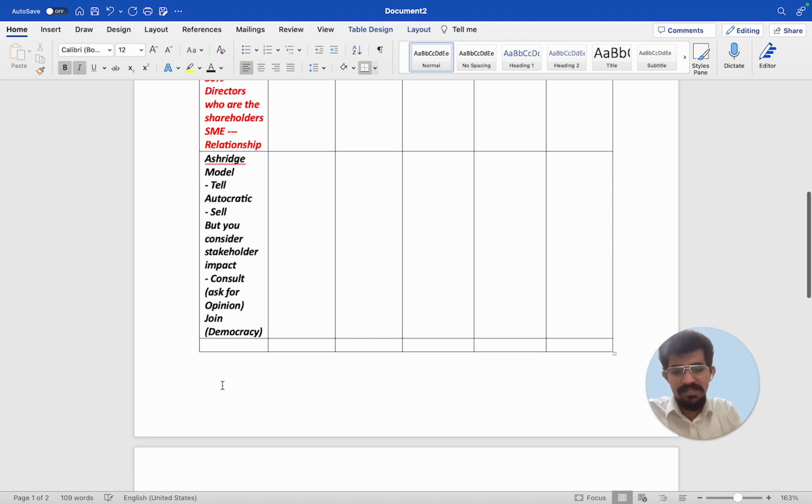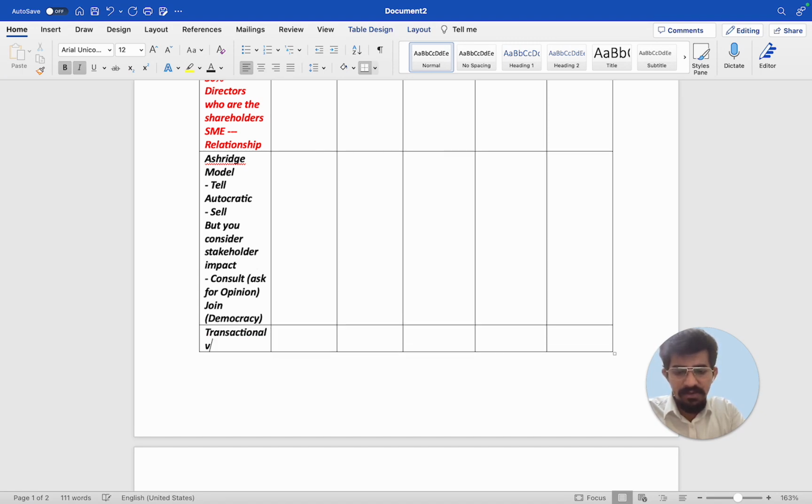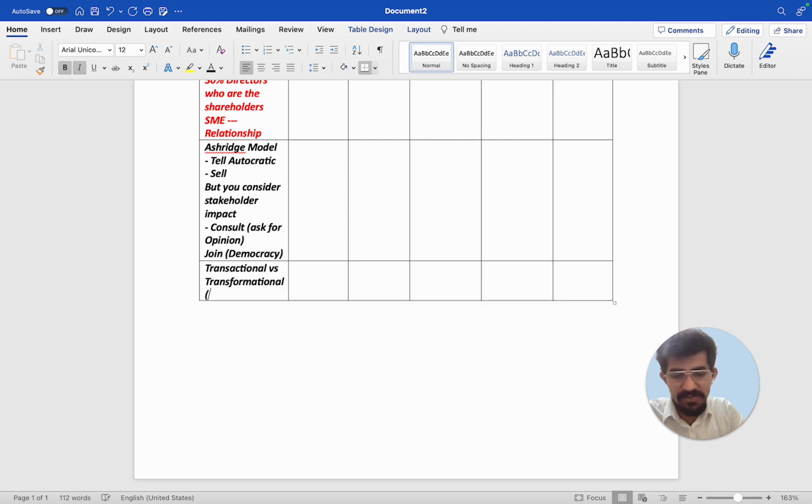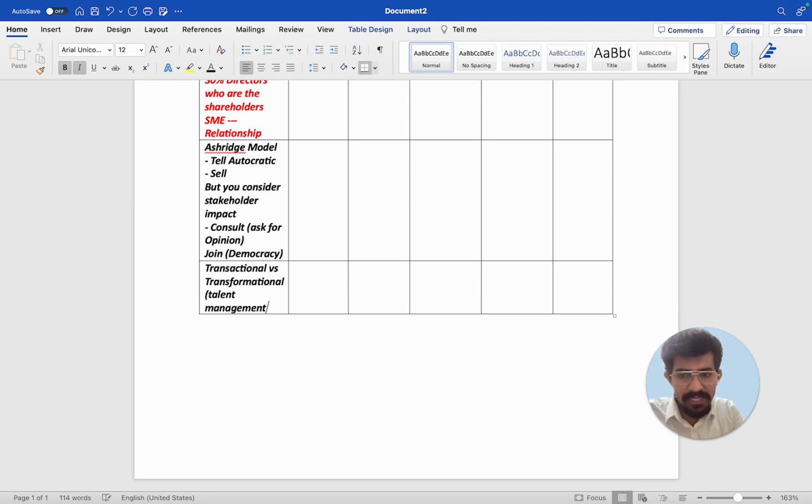And the other one, students, just to keep in mind, is the transactional leadership model versus the transformational. Transactional means you do the job, and once the job is over, you ask the people to depart. Transformational means talent management. You enhance their talent. I will come to talent management later, but you multiply their talent. So those verbs can be used.